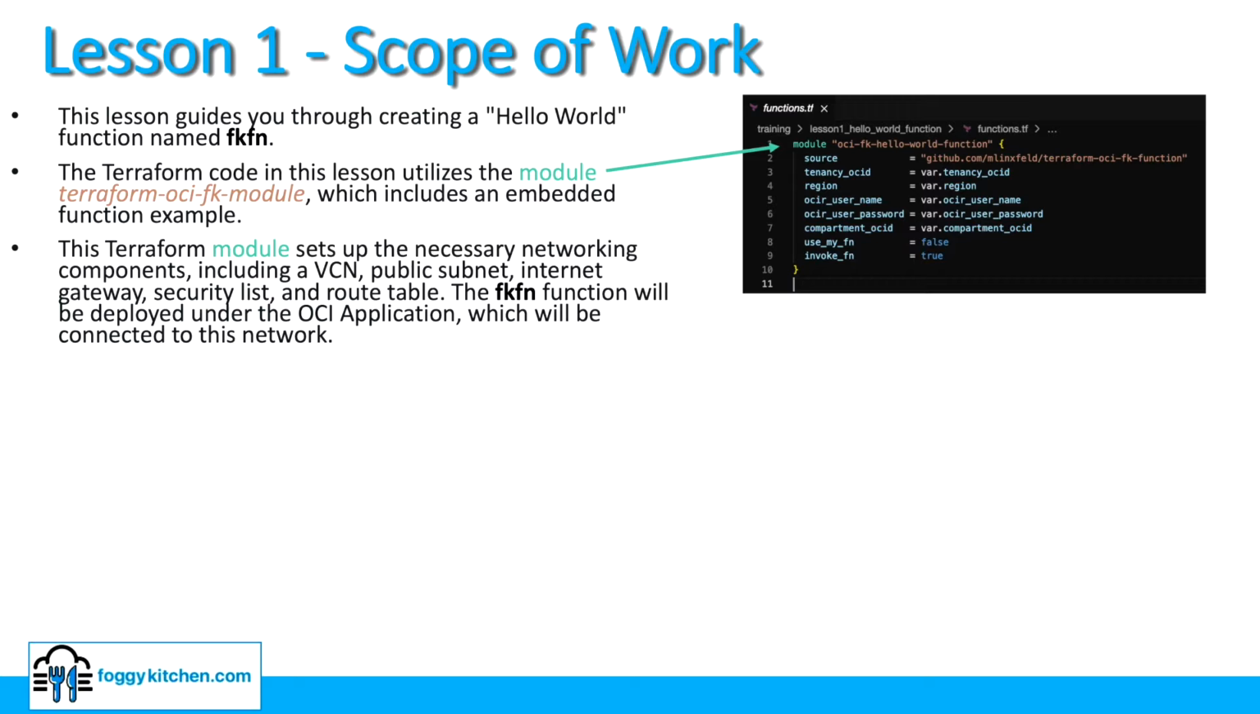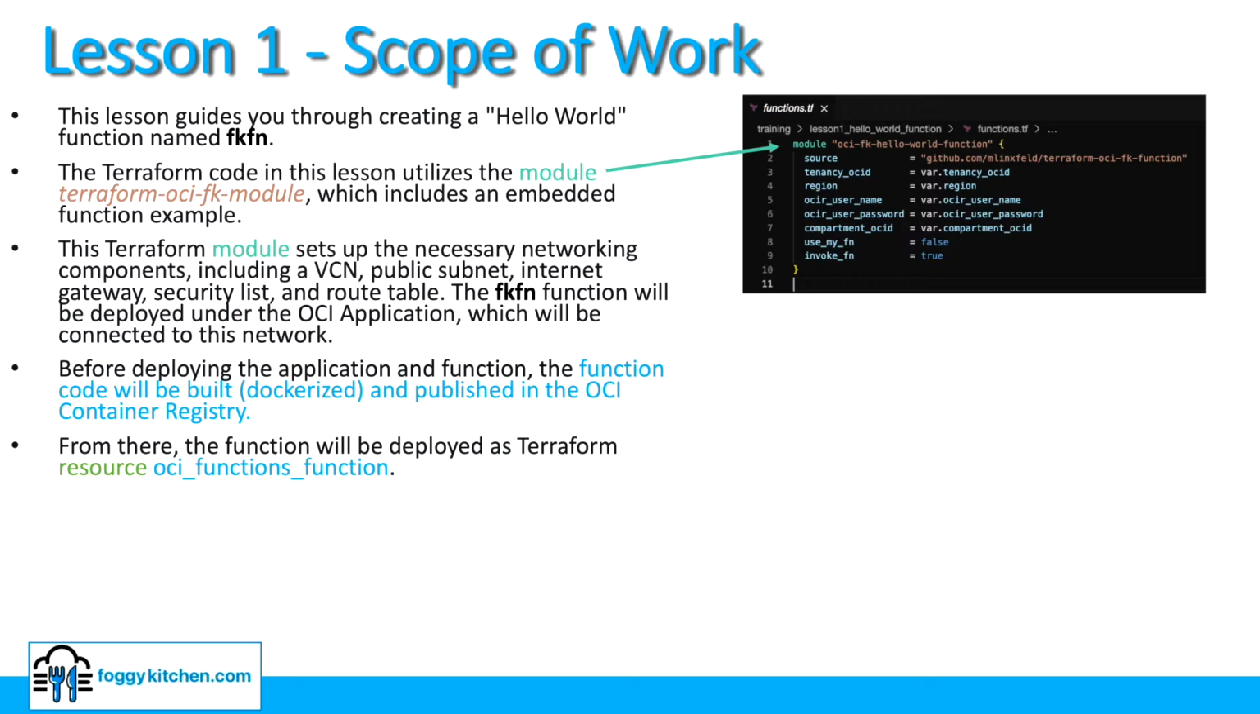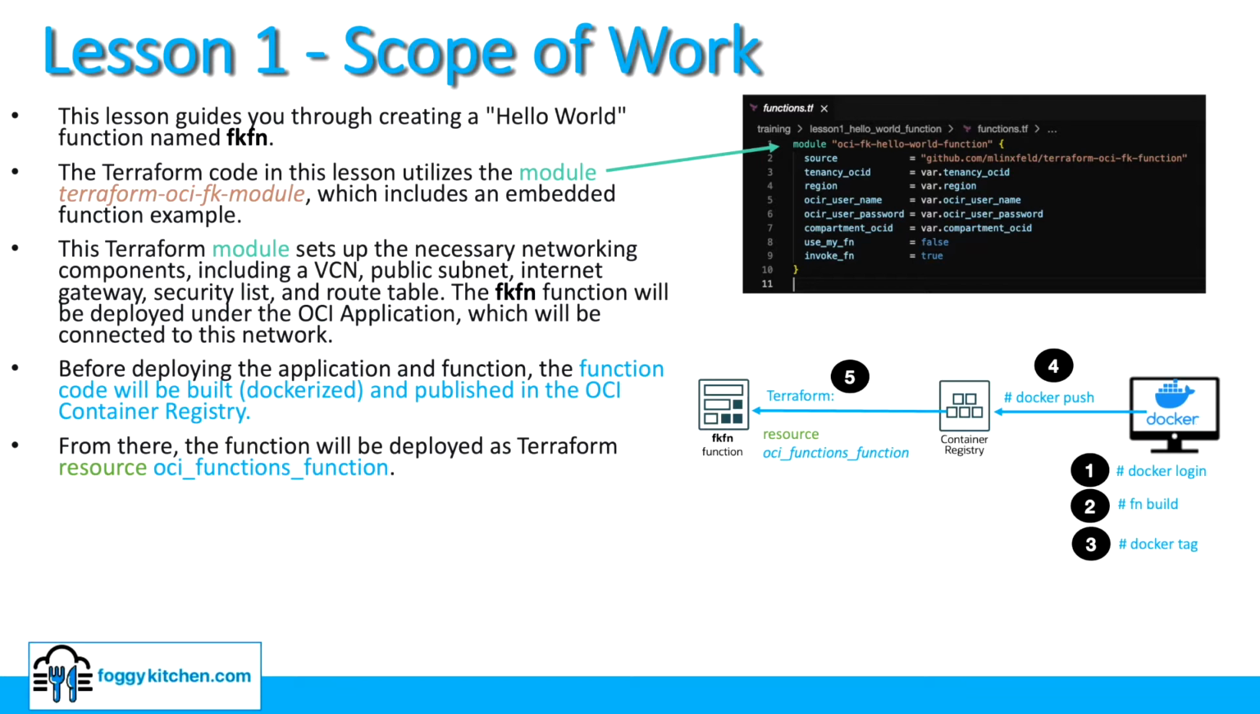This Terraform module sets up the necessary networking components including VCN, public subnet, internet gateway, security list, and route table. The fkfn function will be deployed under the OCI application, which will be connected to this network. Before deploying the application and function, the function code will be built, Dockerized, and published in the OCI container registry. From there, the function will be deployed as a Terraform resource, OCI functions function.